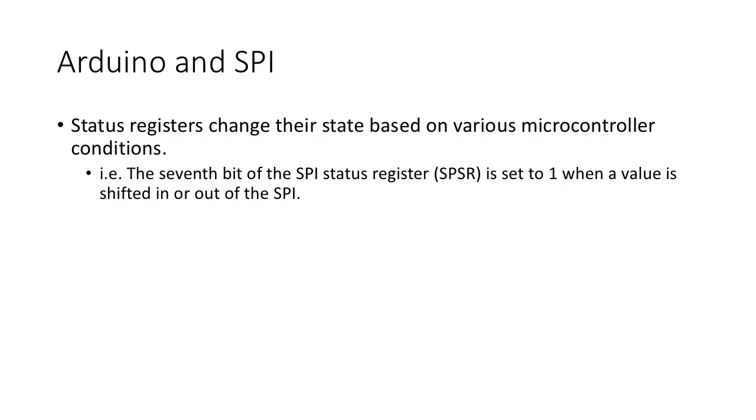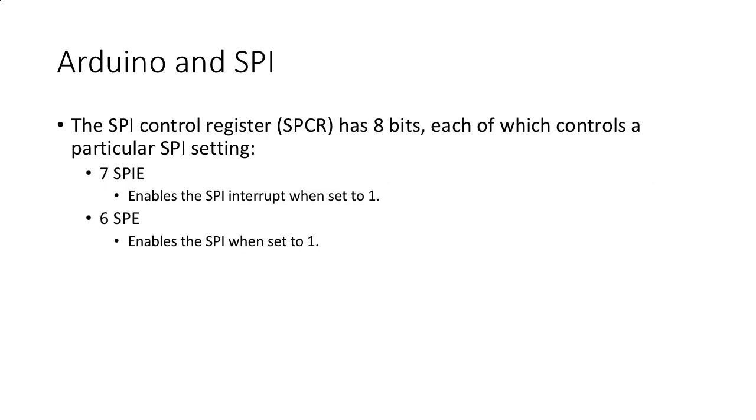So, the status register is set to 1 when the value is shifted out or in of the serial peripheral interface, and that is the 7th bit of the status register. And typically what we want to do is set up a driver for a specific device and then use that as a layer on top.